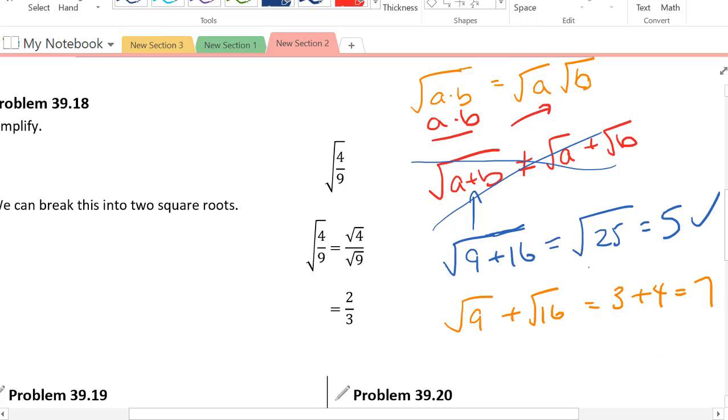You see? That is incorrect. So this way is wrong. Got it? Because what did I do? I split up that radical, but I cannot. So remember that. You can only split up the radical if it is multiplication. You cannot split it up if it is addition or subtraction. Okay, so keep that in mind. This is wrong.